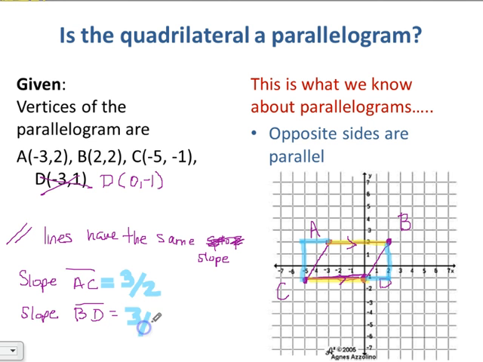So rise over run. Since these two lines have the same slope, we can say that these are in fact parallel lines as well. So these two lines are parallel. AC and BD are also parallel. Because both sets of opposite sides are parallel, we know that this is in fact a parallelogram.